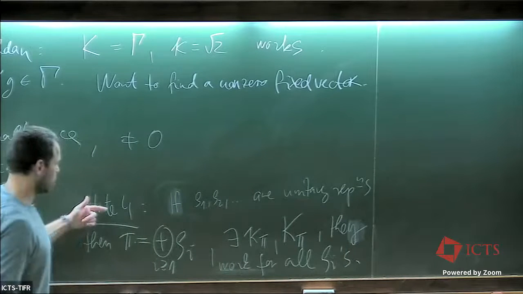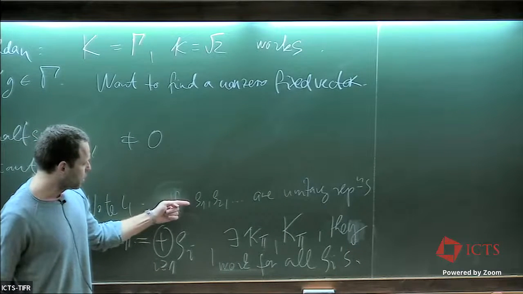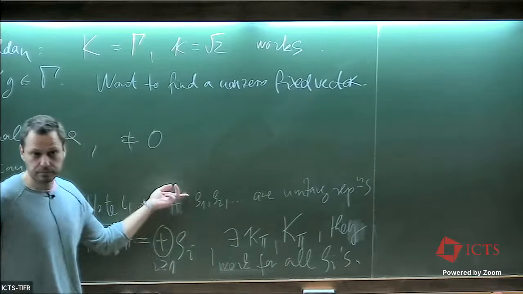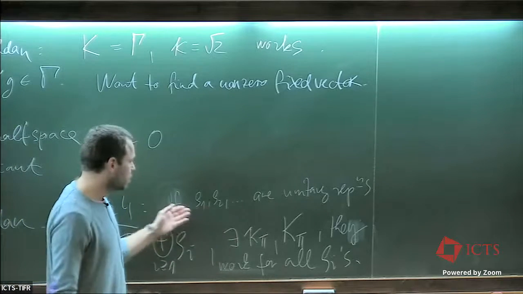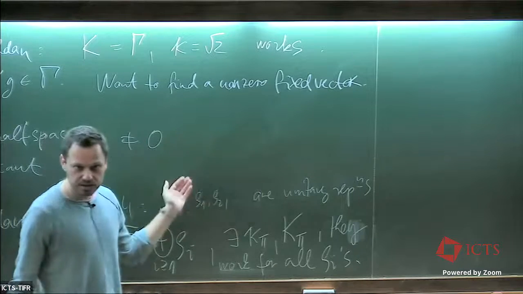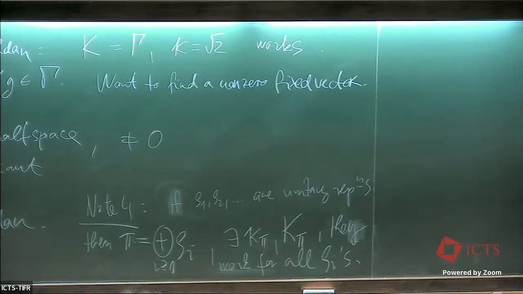So there's a uniform kappa for all of them. For this representation there is a kappa, so there is a kappa that works for any countable subset of the kappas. So there's a uniform kappa for everyone.